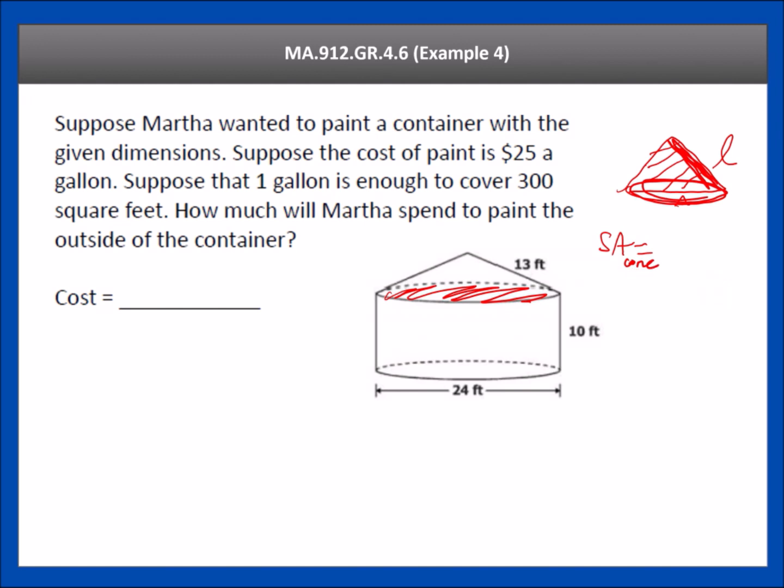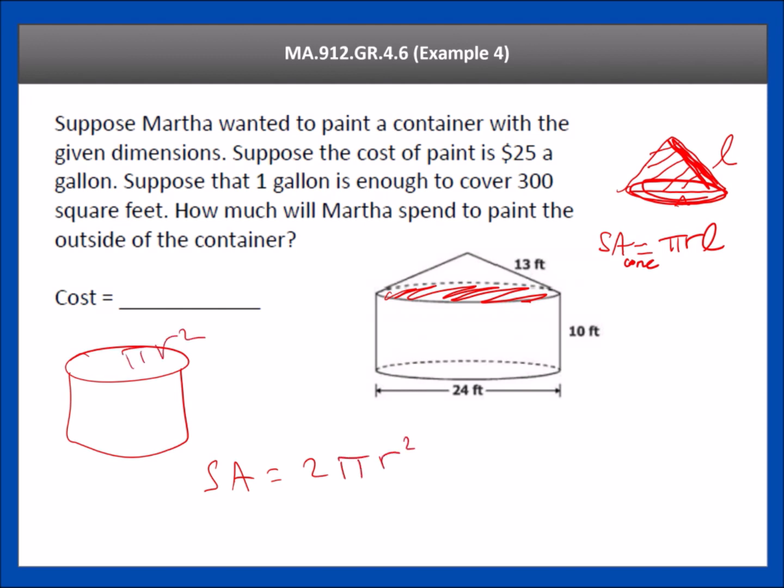For this problem, because you're only doing the outside of the container, you're not doing the bottom of the container, and you're not doing the top of the cylinder either. Normally for a cylinder, the total surface area is 2 pi r squared, because the top and the bottom are both pi r squared, plus the outside portion, which is 2 pi r h. So that gives you the total surface area.